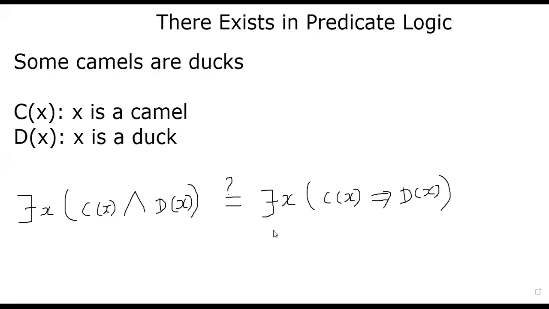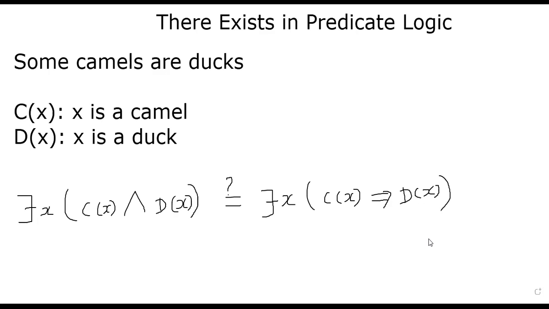Let's consider C of x as a predicate, x is a camel, and D of x as another predicate, x is a duck. So some camels are ducks, how do we model that? There exists some x, a general object, such that C of x is true and D of x is true. That is the meaning of some camels are ducks. Most of us would be thinking along this direction, but it is also interesting if you think in another direction. For example, there exists some x such that C of x implies D of x. It's not that different from the left-hand side. It looks pretty similar, doesn't it?